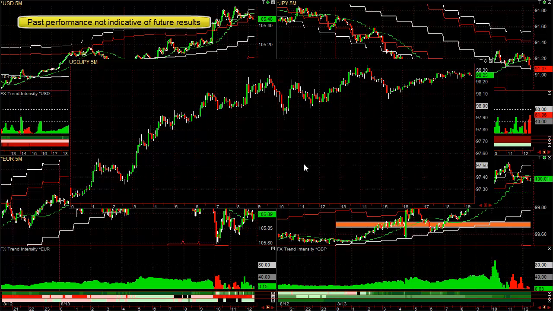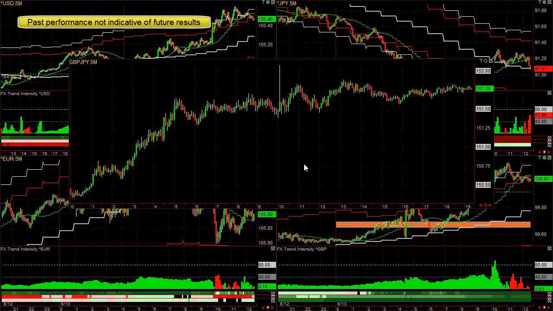Let's take a look at the pound yen. The pound was strong, the yen was weak. Again, you're looking to buy pullbacks or sideways breakouts. Here's a nice little sideways breakout, huge move. I prefer the pullbacks. Very small, probably 20 pip profit there.